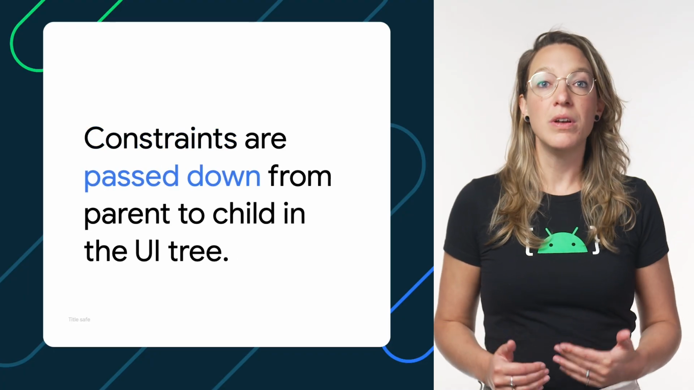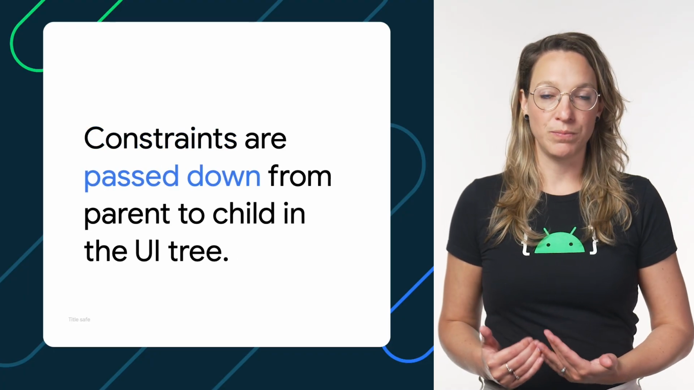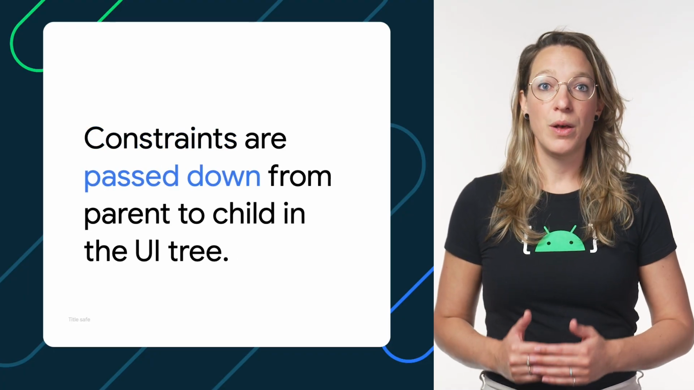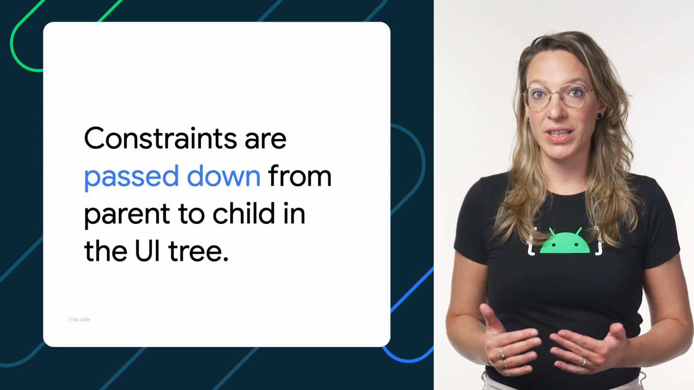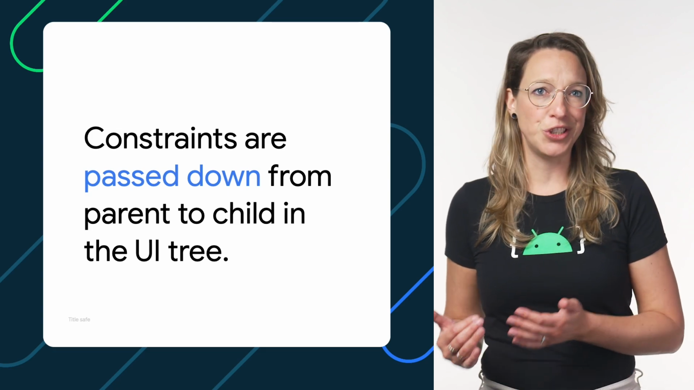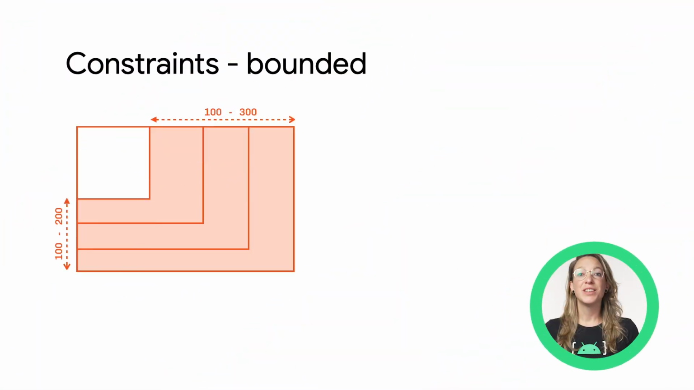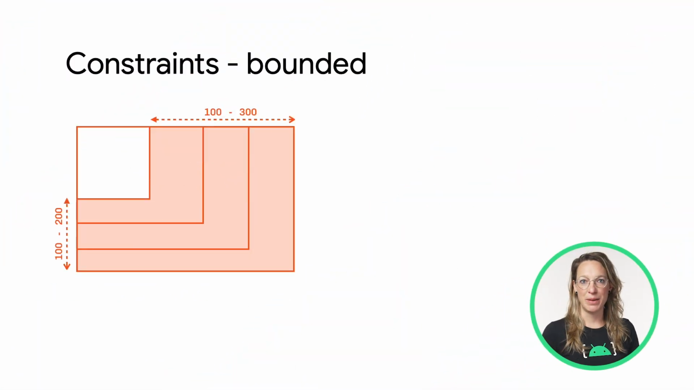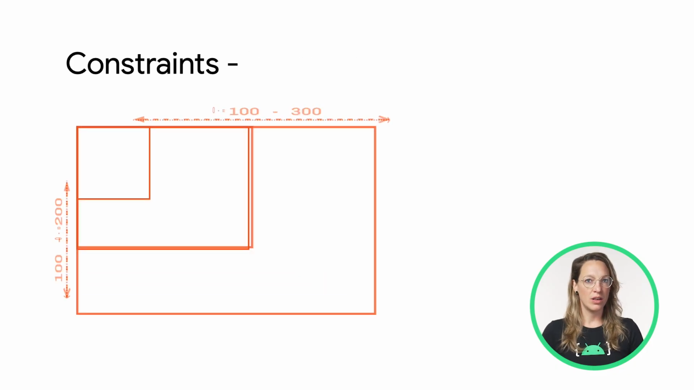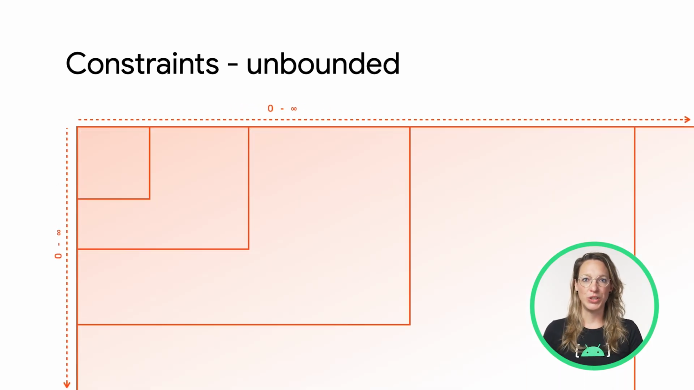Constraints are passed down from parent to child in the UI tree during the layout phase. When a parent node measures its children, it provides these constraints to each child to let them know how big or small they're allowed to be. Constraints can be bounded, indicating a minimum and a maximum width and height. In this case, the layout node should choose a width between 100 and 300 dp and a height between 100 and 200. Constraints can also be unbounded, in which case the node is not constrained to any size.